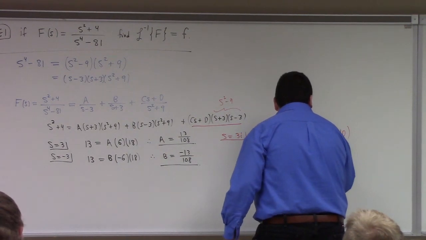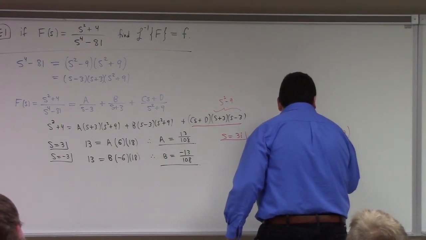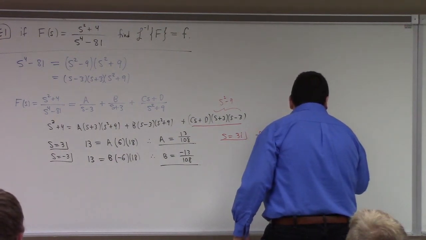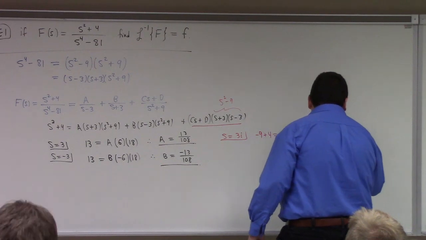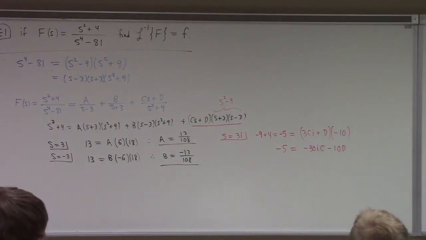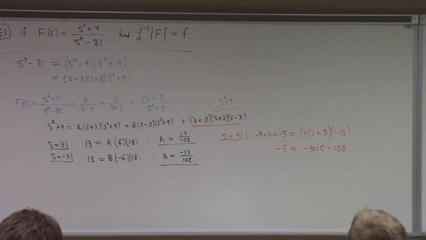And so this gives me a minus 30ic minus 10d. Do we agree?